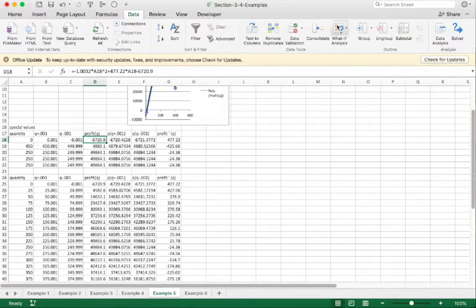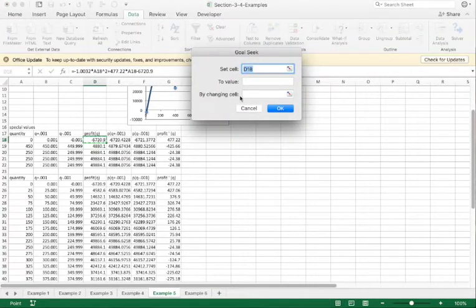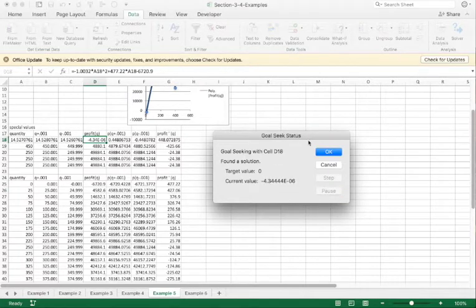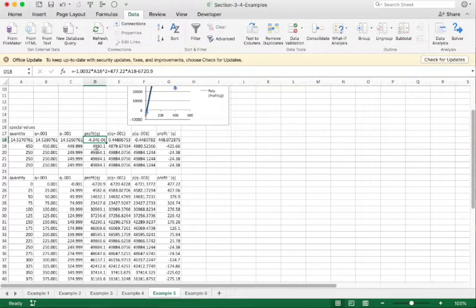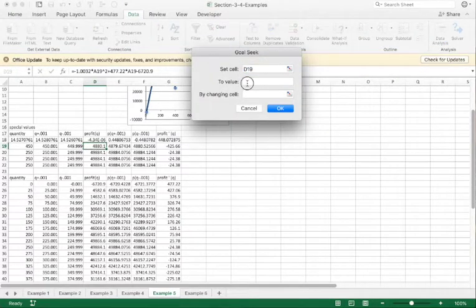So I want to look at my Data tab. What-if analysis, Goal Seek: I'd like D18, profit, to be 0 by changing A18. Similarly, I'd like profit to be 0 to find the other break-even point. I'm going to do What-if analysis again. I'd like D19 to be 0 by changing A19.